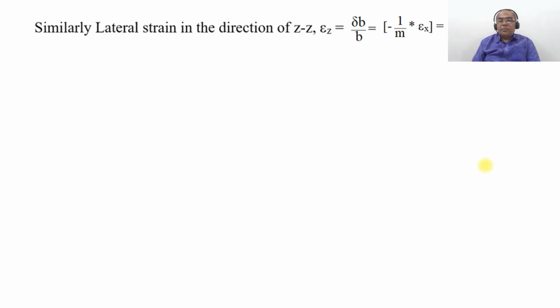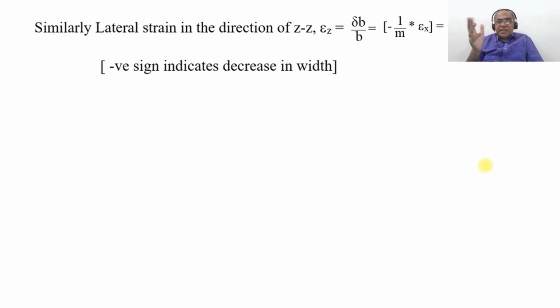So what is the lateral strain? 1 by m into the longitudinal strain. What is the longitudinal strain, which is epsilon x? So minus 1 by m into epsilon x. So minus 1 by m into sigma by E, because it is the Young's modulus again. Stress by strain is Young's modulus within the elastic limit according to Hooke's law. Again we have the negative sign because it indicates the decrease in width.